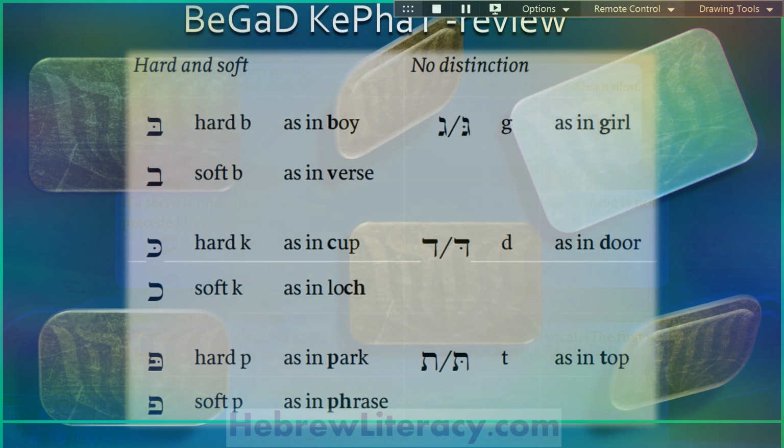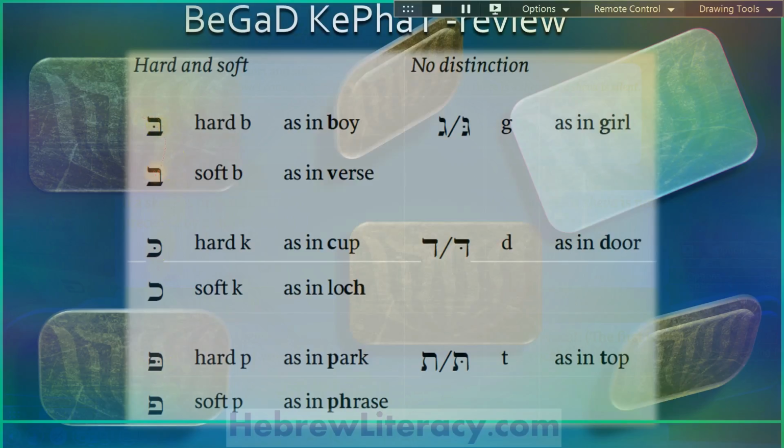At this time, I think it's a good idea to do a quick BeGaD KePhaT review. Some of you are new, so this won't be a review for you. But for those of you who are here since the first class, the modern pronunciation of these letters on the left is affected by the presence of a dot inside of them. That dot we call Dagesh, from the verb Dagesh, to pierce. It's like a piercing in the letter.